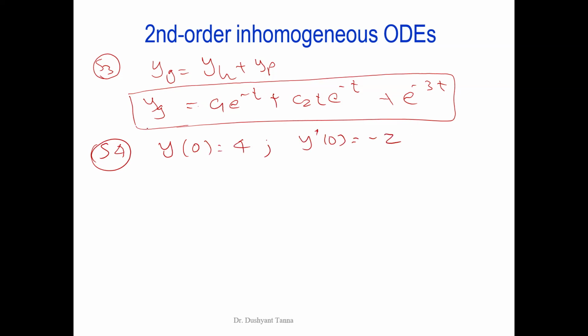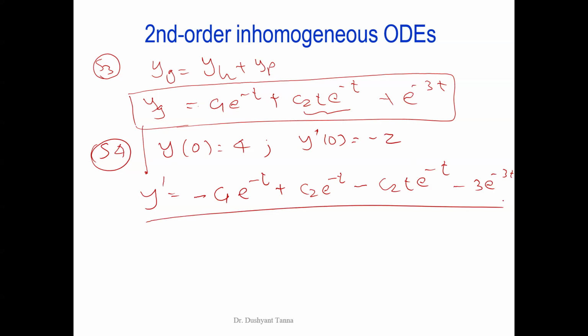So we differentiate this, y dash with respect to t, since t is our variable. So minus c1 e raised to -t. Here we have to use the product rule: c2 e raised to -t minus c2 t e raised to -t. Differentiation of t is 1, and e raised to -t gives -3 e raised to -t. Now we got the differentiation. We are getting two equations because we have two unknowns, c1 and c2. In order to solve them uniquely, we need two equations, right?